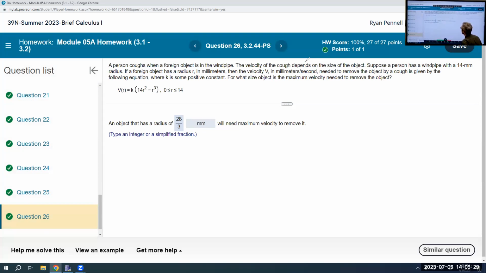A person coughs with an object in their windpipe. The velocity of the cough depends on the size of the object. Suppose a person has a windpipe with 14 millimeters radius. If a foreign object has a radius r in millimeters, then the velocity v in millimeters per second needed to remove the object by a cough is given by the following equation, where k is some positive constant. For what size object is the maximum velocity needed to remove the object?